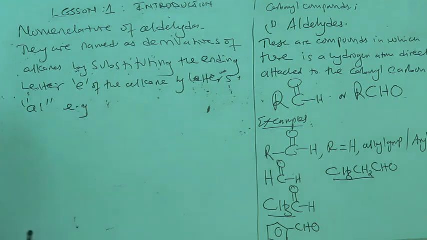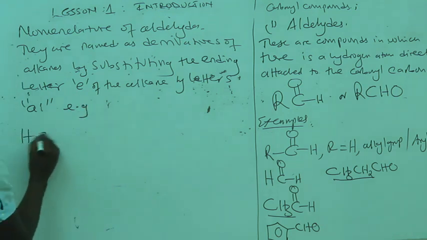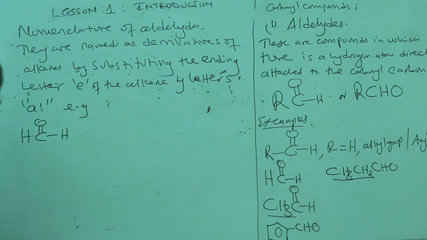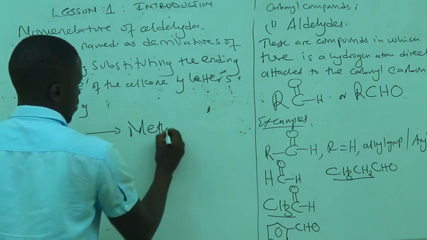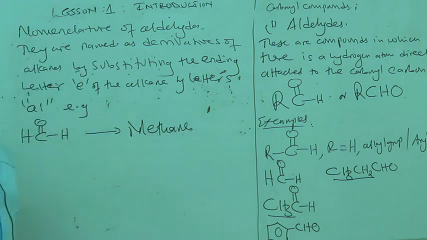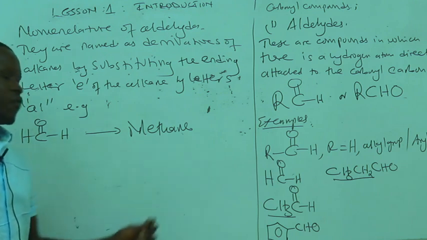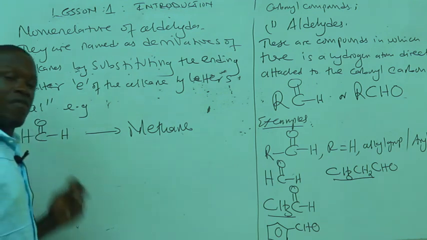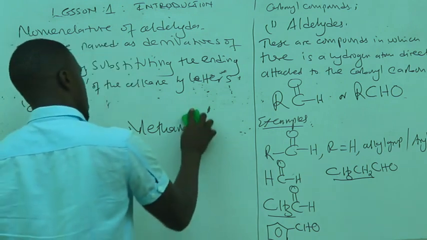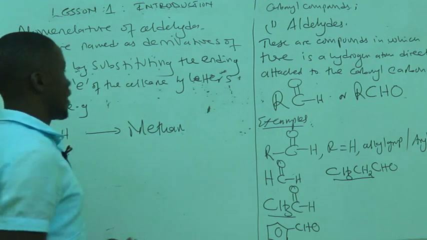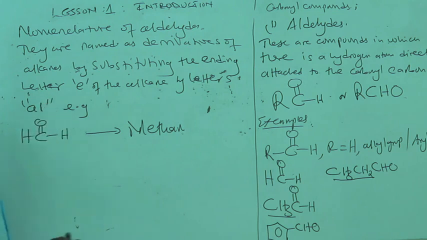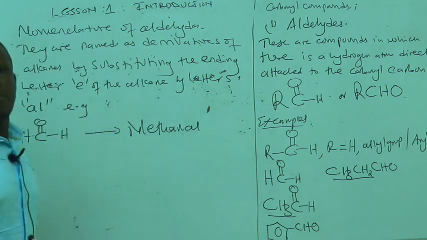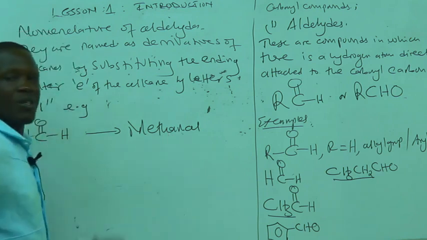E.g. the first compound is C double bond H. This compound has one carbon atom. An alkane with one carbon atom would be called methane. And we are saying if this is not an alkane, but therefore an aldehyde, then we are going to remove letter E and substitute it with letters A, L. This one here, letters A, L. And we shall get the name methanol. The compound is called methanol.